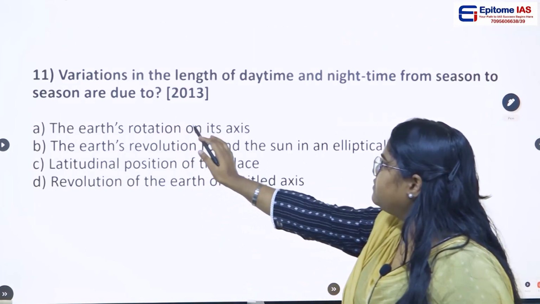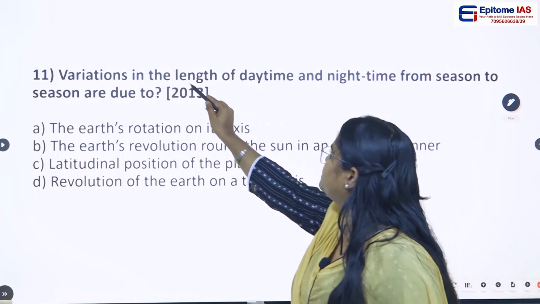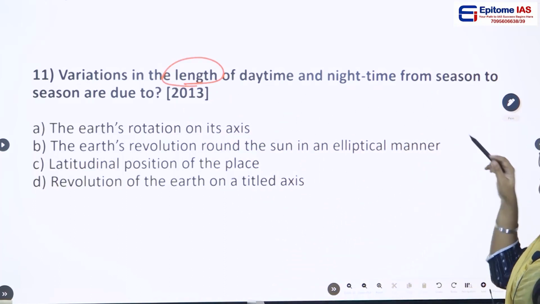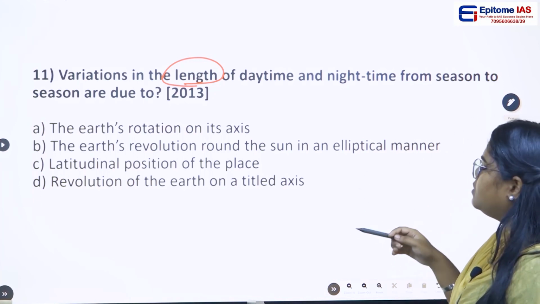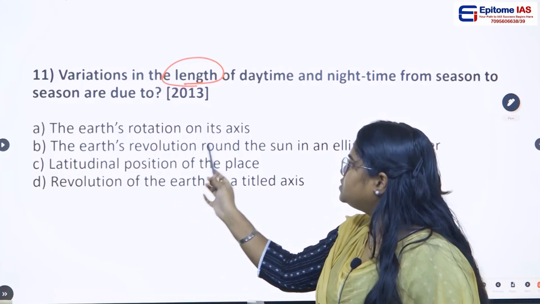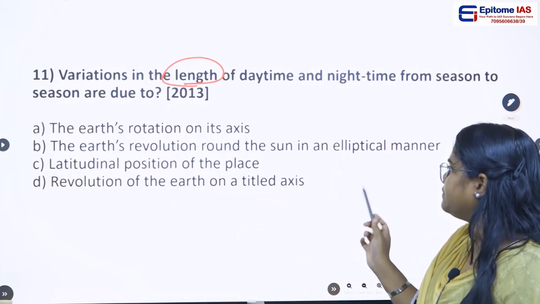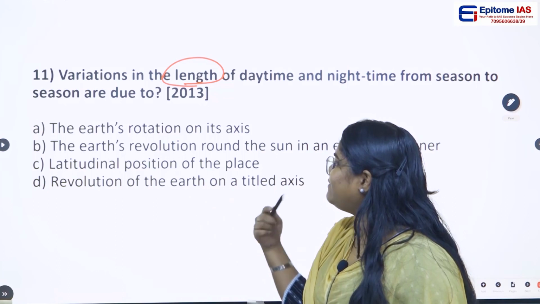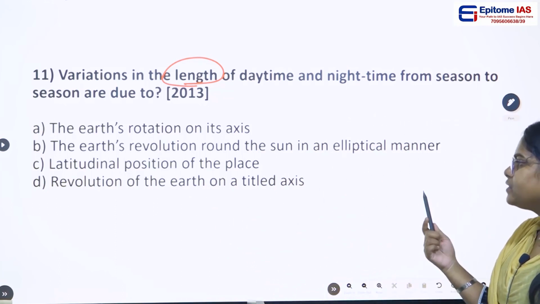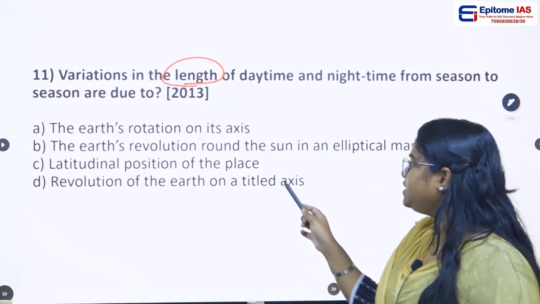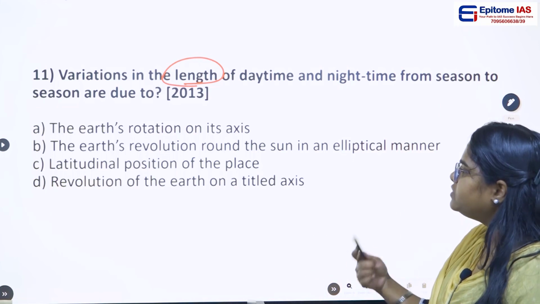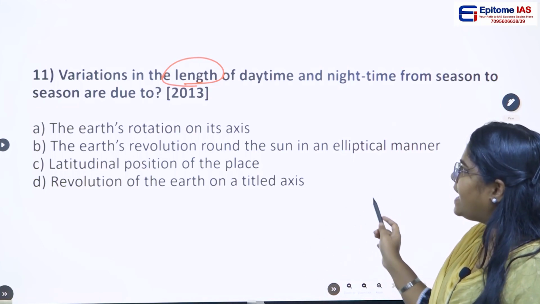So the next question: variations in the length of daytime and nighttime from season to season are due to. Option A, the Earth's rotation on its own axis. Option B, the Earth's revolution around the Sun in an elliptical manner. Option C, latitudinal position of the place. Option D, revolution of the Earth on a tilted axis.